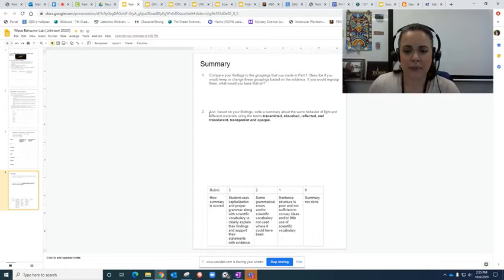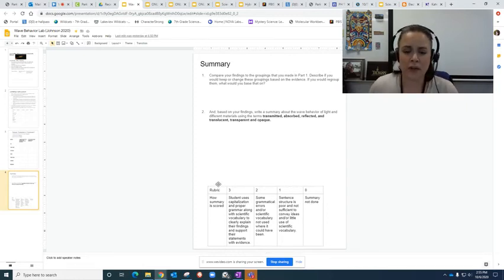Then the second question says, based on your findings, write a summary about the wave behavior of light and different materials using the terms transmitted, absorbed, reflected, and translucent, transparent, and opaque. So this is basically taking all of the stuff that you did on pages 2 and 3 and putting that into a written summary. This will probably take you about a paragraph, probably not more than that. There's a rubric down here that's telling you how you're going to be scored on this, because I'm going to be paying particular attention to the summary, since this is what you're going to be writing.